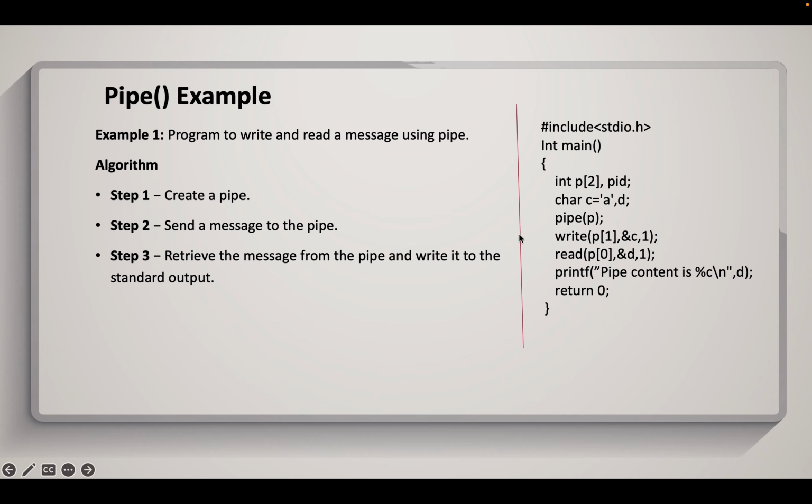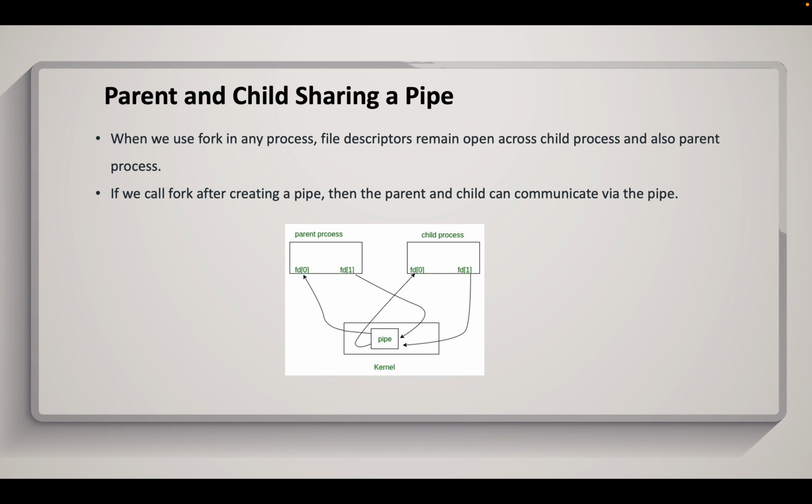Now see this example here. We create the pipe using the pipe system call. We write content into one end of pipe p, and we read from the other end. That's a simple example: parent and child sharing a pipe. So how does communication happen? The parent process writes something into the pipe. The same thing will be read by the child process, and vice versa. This is the way the parent and child communicate among themselves using pipe.